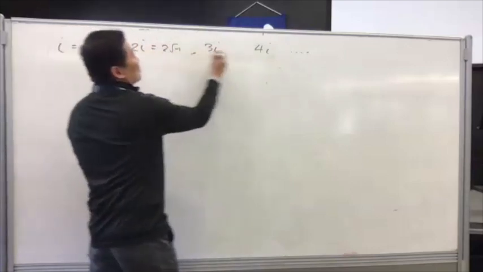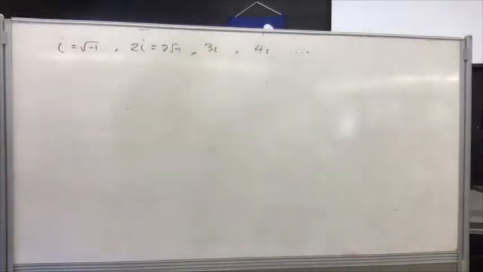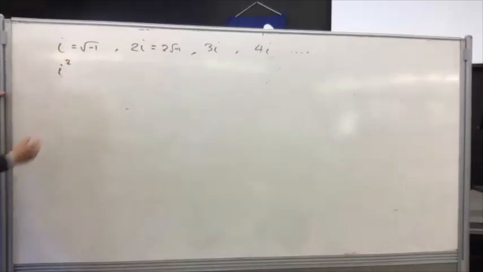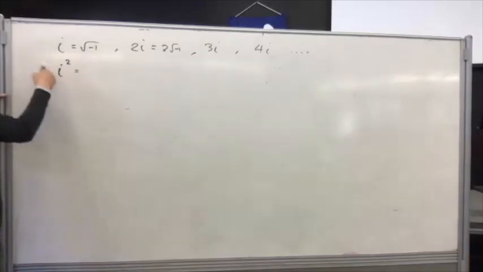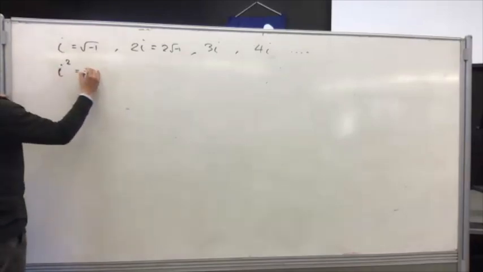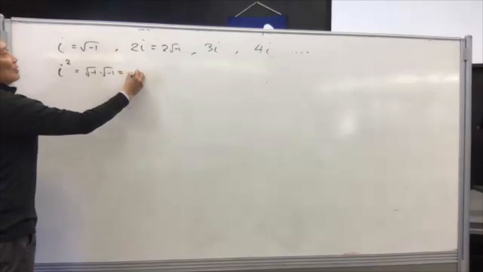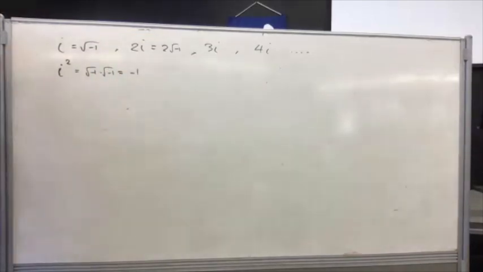So then this different thing, I can also have this. If i is equal to the square root of negative 1, can I have i squared? That would be negative 1. Yeah, that's right. Because it's the square root of negative 1 times the square root of negative 1, which gives you negative 1. So i squared is equal to negative 1.